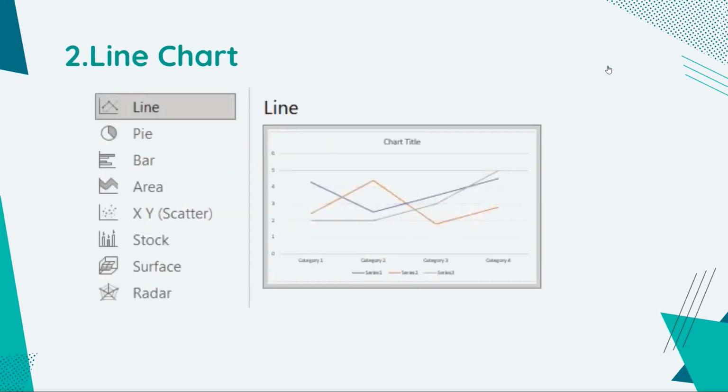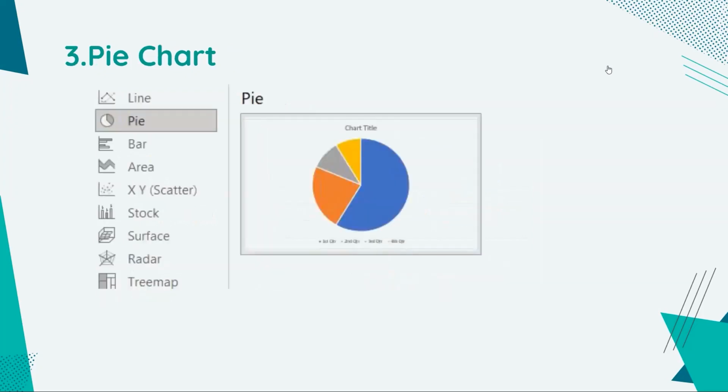Then we have line chart. Line chart is a straightforward way to visualize changes in one value relative to another. Then we have pie chart. Pie charts are useful when adding details to other visualization. But the thing is, this chart does not give the viewer a way to compare information quickly and accurately.